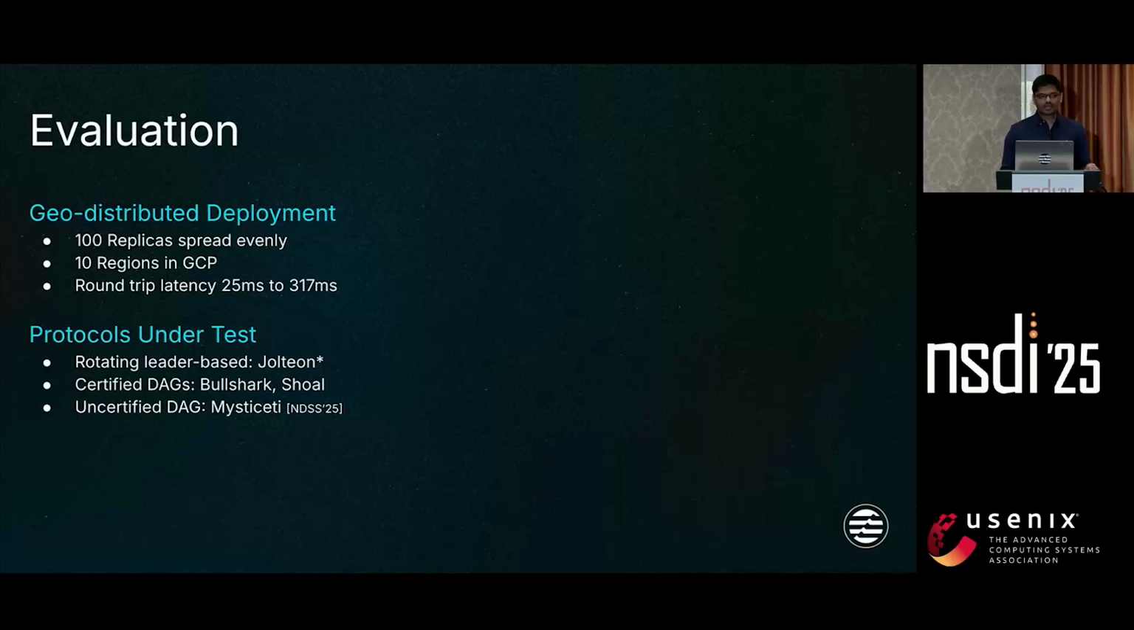In our comparison, we compared to a leader-based protocol, Jolteon, which is a recent variant of a chain-based consensus protocol. And we also compared with existing Bullshark and Shoal, and also an uncertified DAG called Mysticeti. I didn't explain much about the uncertified DAG, but in a line, it's still a DAG construction, but it just avoids the certification phase of 3 message delays. And that gives it a huge savings in terms of latency.